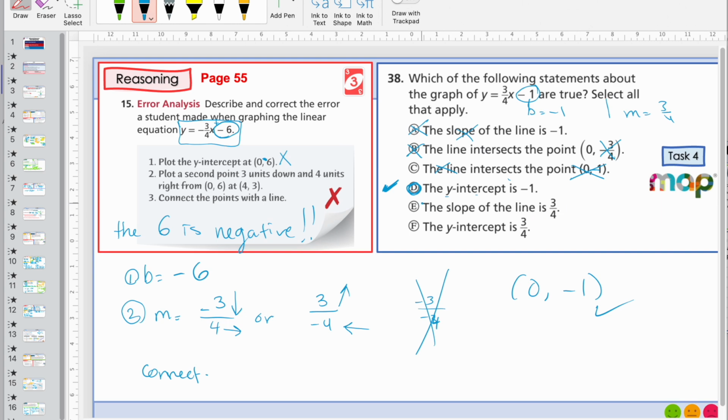The slope is 3 over 4. Finally something else is correct. The y-intercept is wrong again. Nope, nope, nope. So only these two are correct.